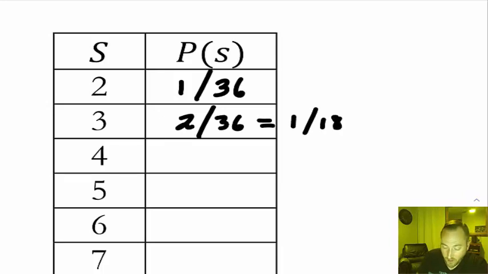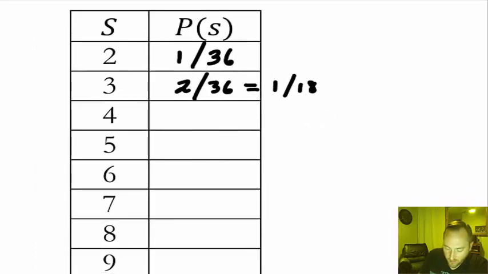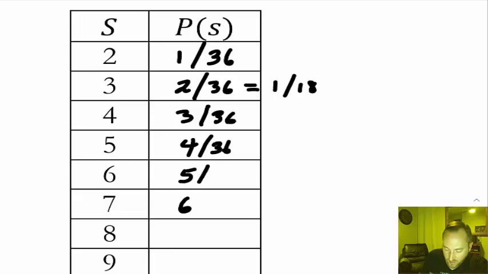Next one, how about a 4? You kind of notice that if I just look at the frequency without figuring out the probability, 4 would be a 3, 5 would be a 4, 6 would be a 5, and 7 would be a 6. 7 is the most likely. Those are out of 36. By turning that frequency into a probability, you divide by the total number of outcomes possible.